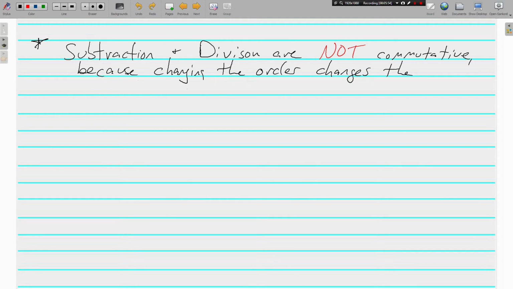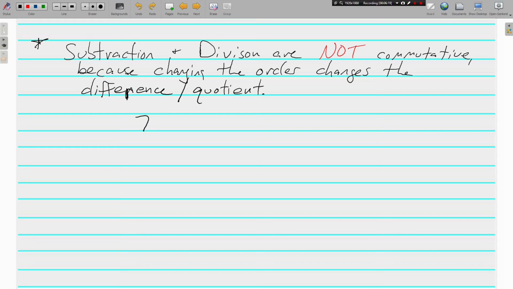What's the answer to a subtraction problem? The difference. There we go. And what's the answer to a division problem? Quotient. Alright, there we go. Subtraction and division are not commutative because changing the order changes the difference or the quotient.